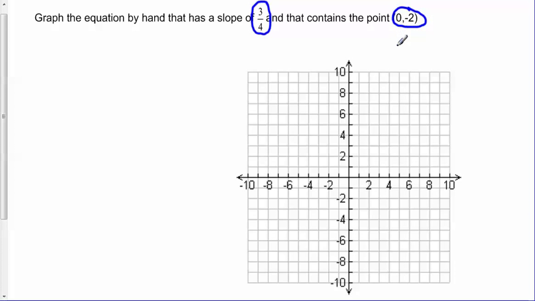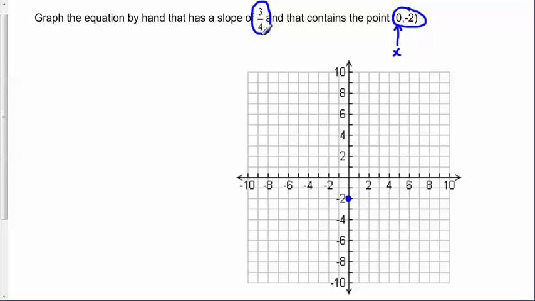But as we can see by the 0 that's here in the x position, we know that this has to be the y-intercept of our graph. Anytime we have a point where there's a 0 as the x-coordinate, that has to be on the y-axis, so that's going to be the y-intercept. So let's start off by plotting that point, (0, -2). That's going to be our starting point for our graph.